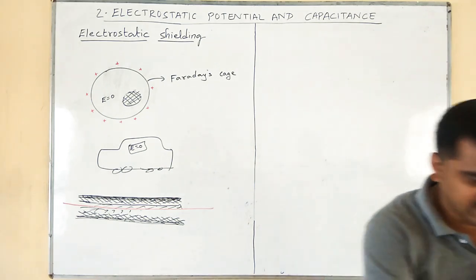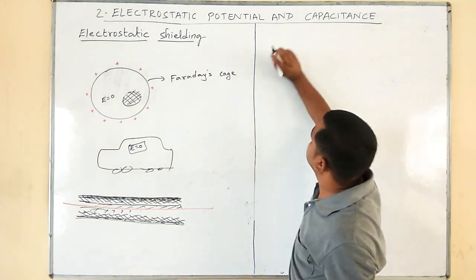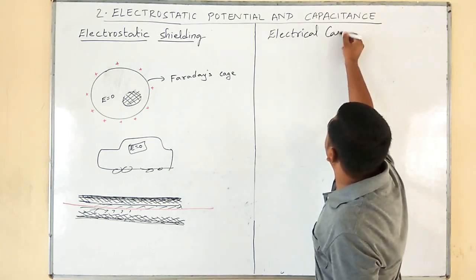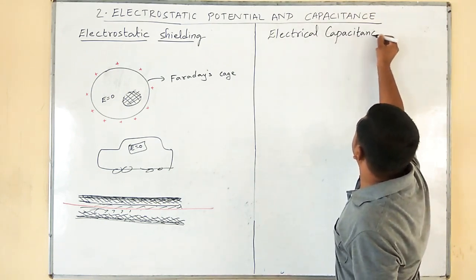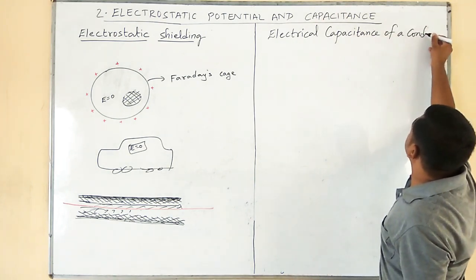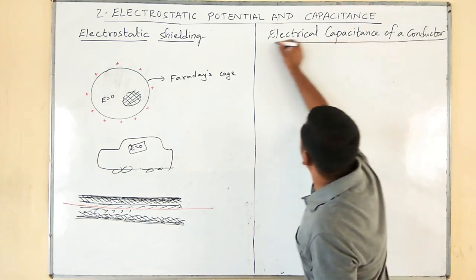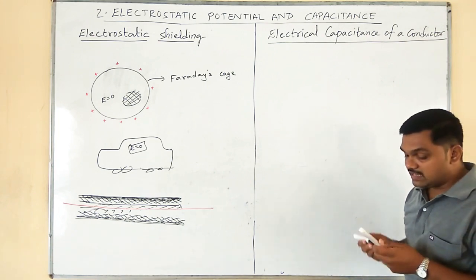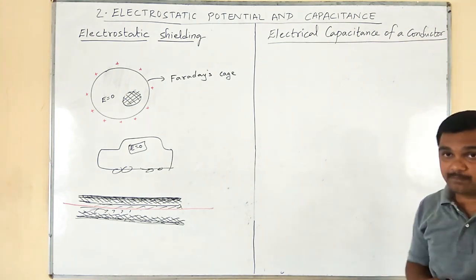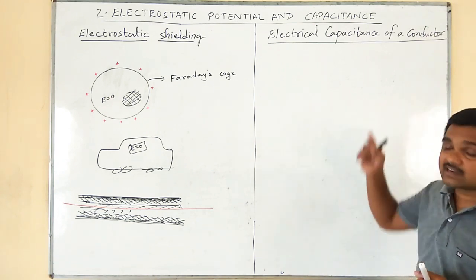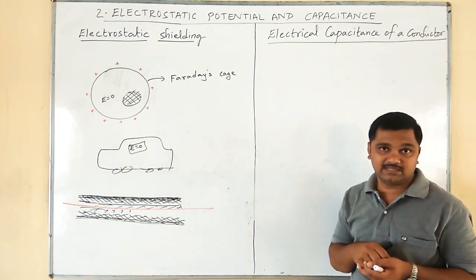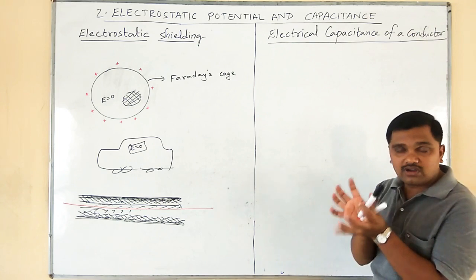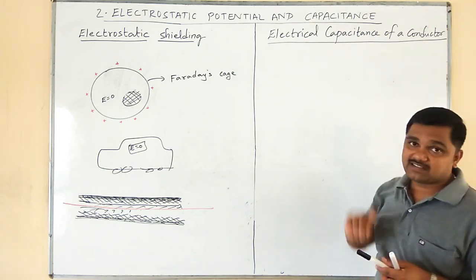Now let's come to a new concept called electrical capacitance of a conductor. Please remember, capacitance of a conductor means the ability of a conductor to hold the electric charges. The capacity of a conductor, the ability of a conductor to hold the electric charges, is called capacitance.